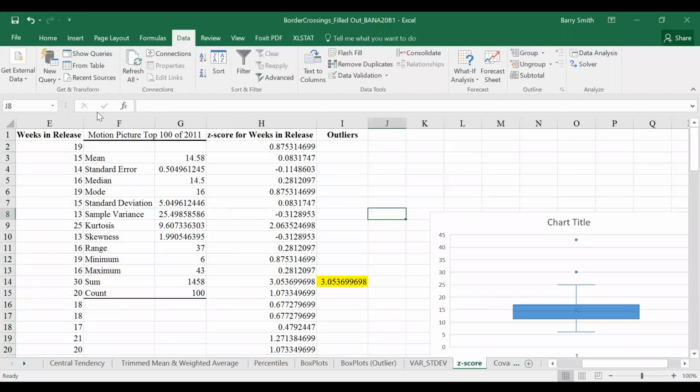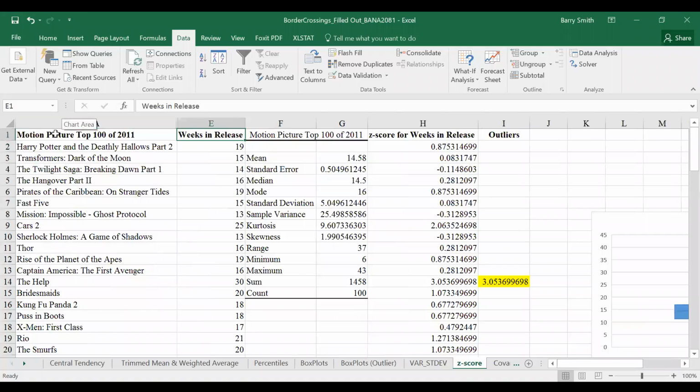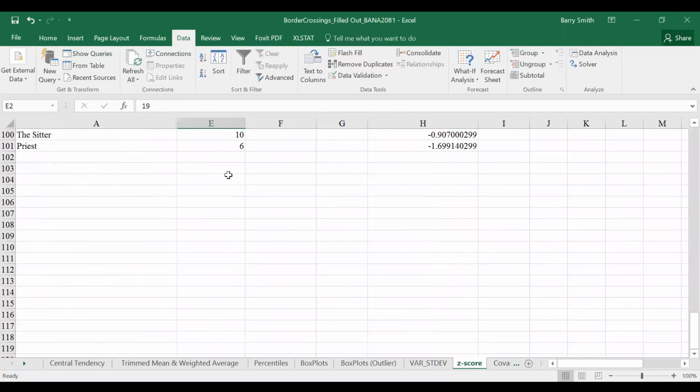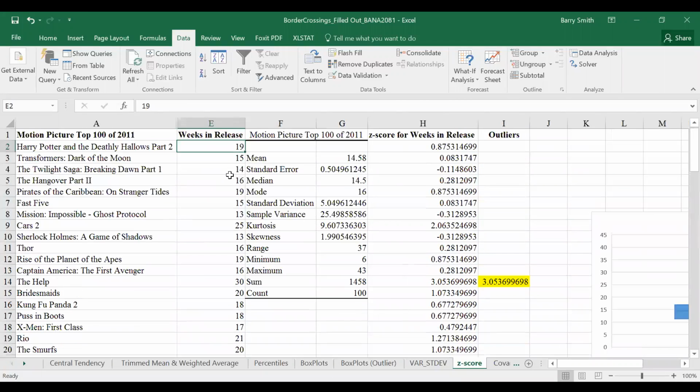So here we have Z-scores. And what we have is part of a set of data. There's a lot of the data. And so we have motion pictures and the number of weeks it was in release. So that's what this column is. And so what we can do is descriptive statistics, and that will give us this whole set of data here. And again, that's data analysis, descriptive statistics. And what we can then do is find the Z-score for each and every movie here, all 100 of them. And it's really simple.